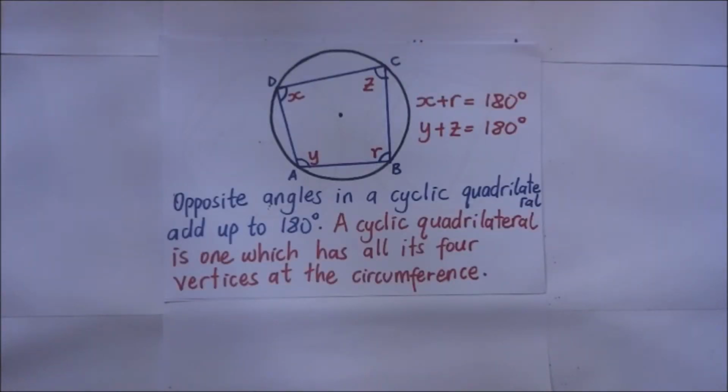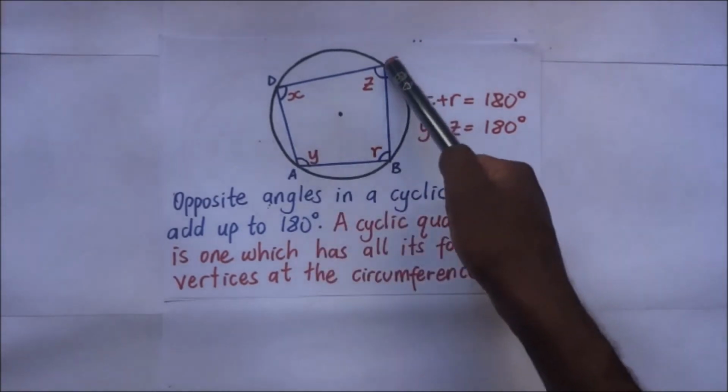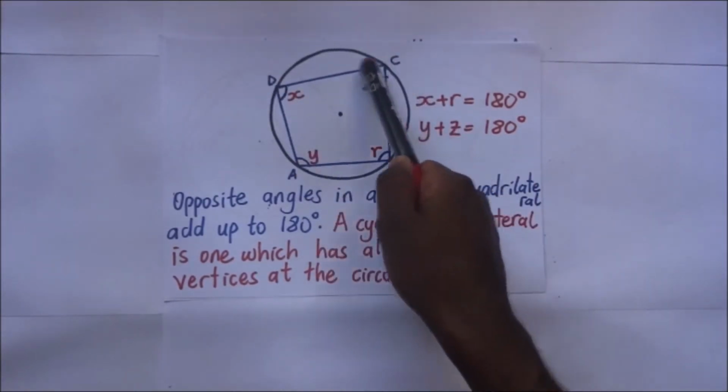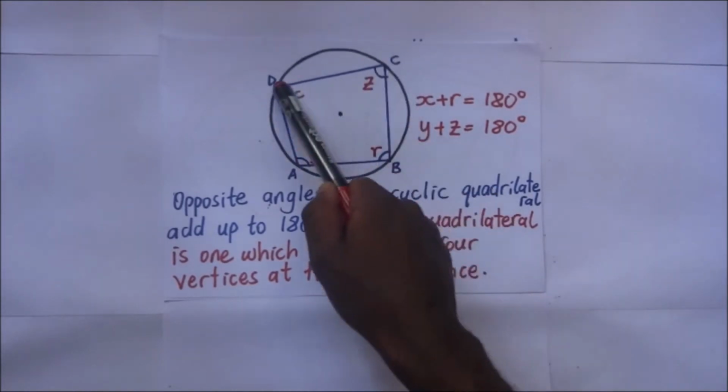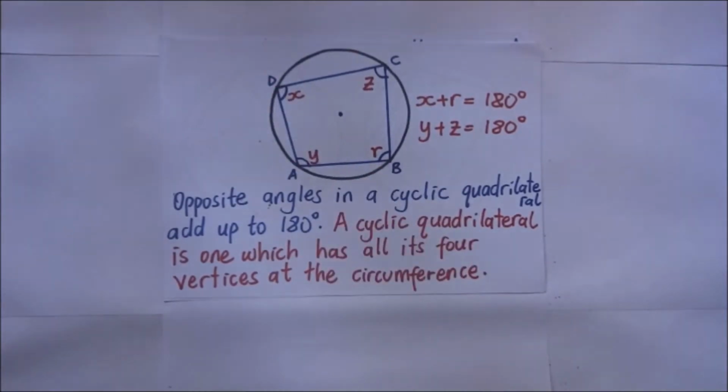Cyclic quadrilaterals. A cyclic quadrilateral is simply one which has all its 4 vertices at the circumference. So if you look at this, it's having its vertices all touching the circumference of a circle. When you have an object whose vertices are touching the circumference of a circle, then that qualifies to be a cyclic quadrilateral. The condition is that those vertices must touch the circumference of the circle.